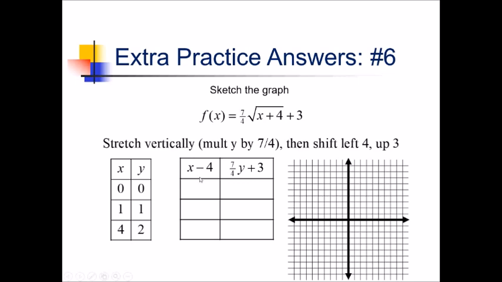So let's change the x's first. 0 minus 4 gives us negative 4. 1 minus 4 is negative 3. 4 minus 4 gives us 0. A little bit more work on the next one now.